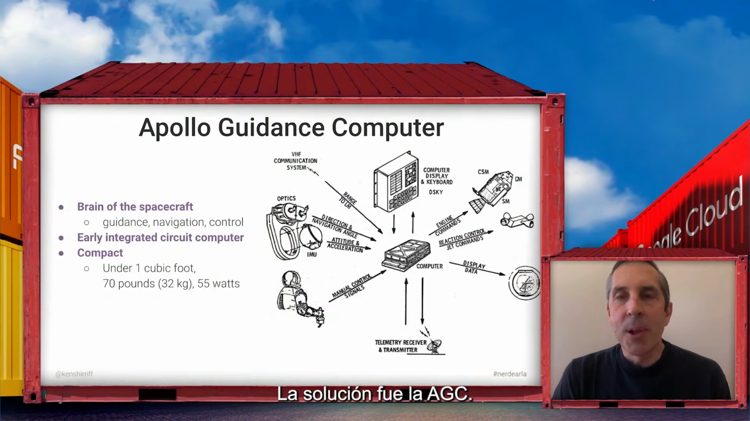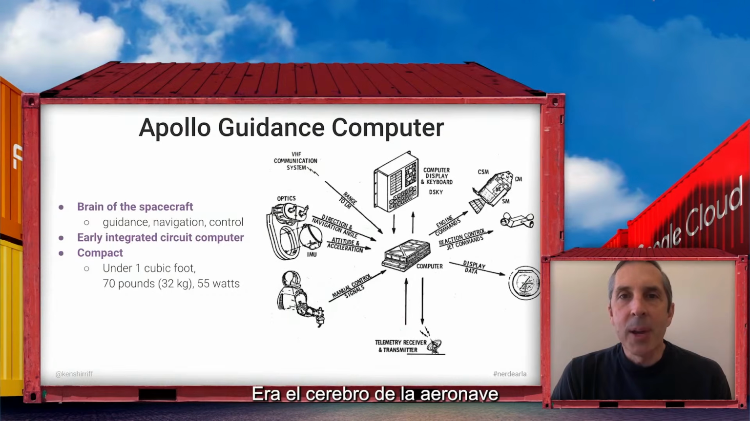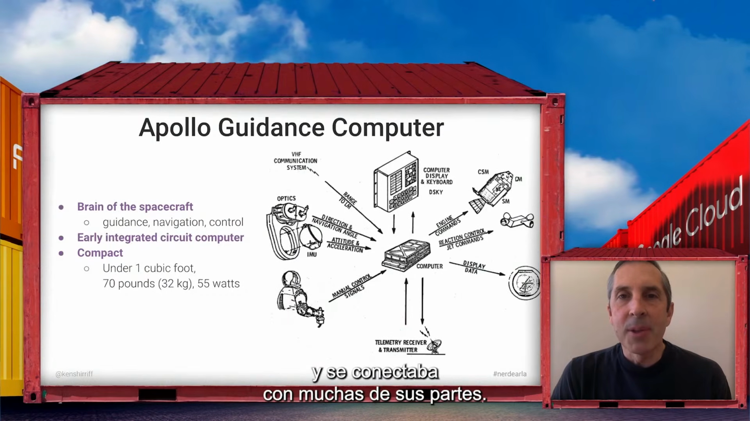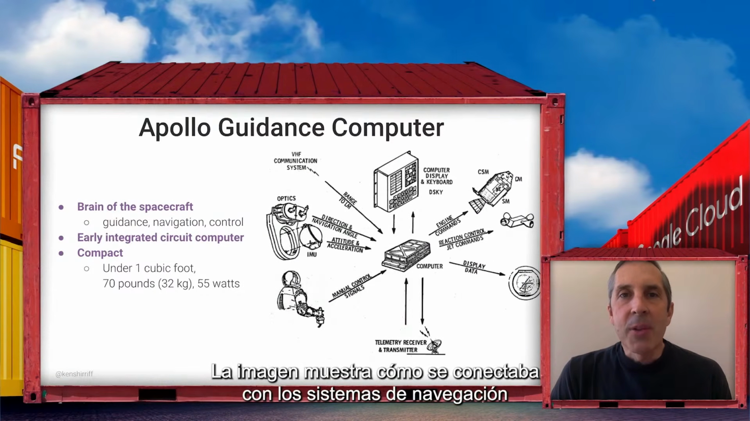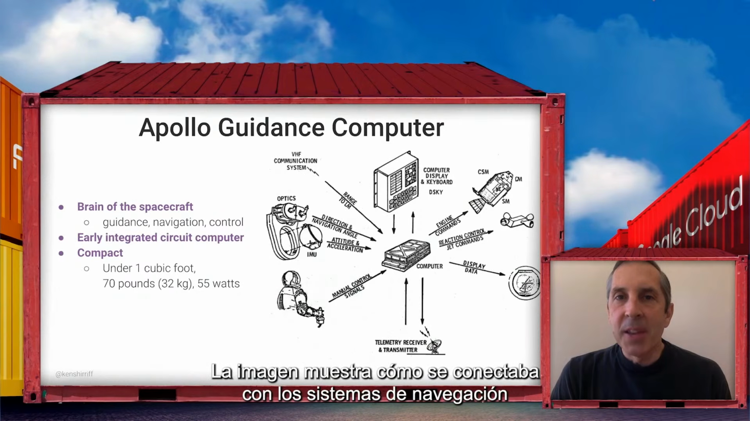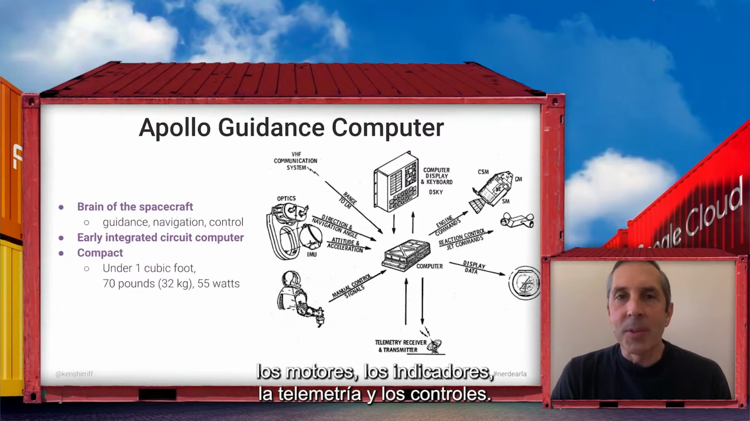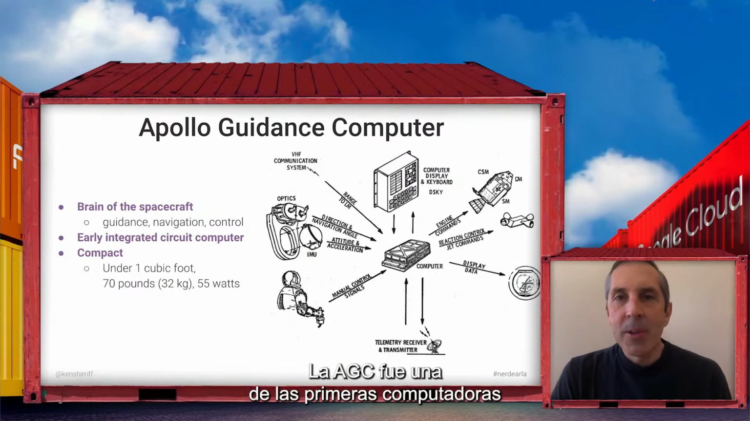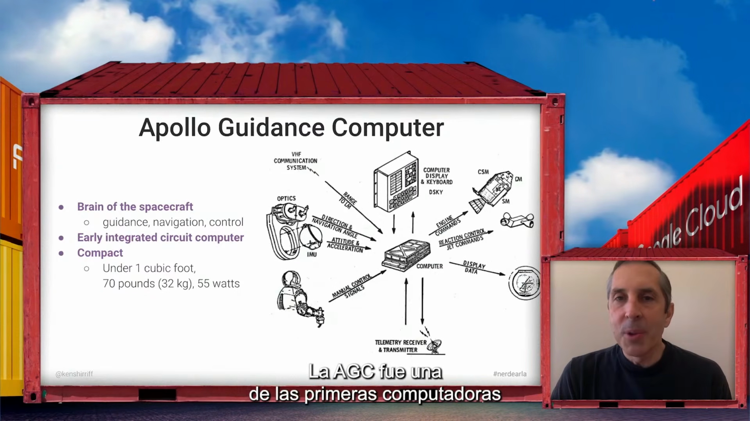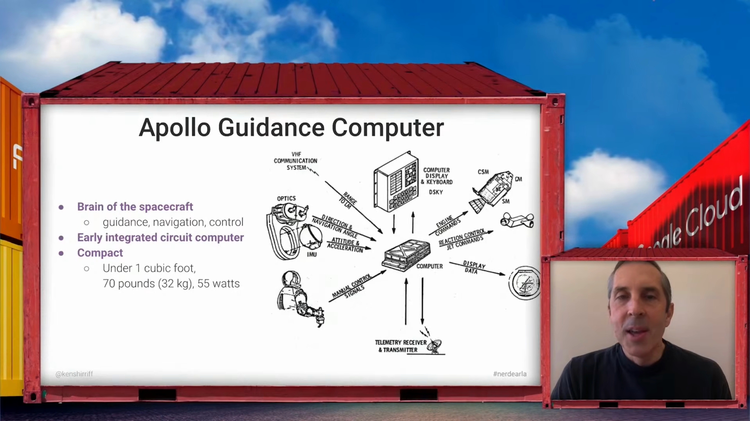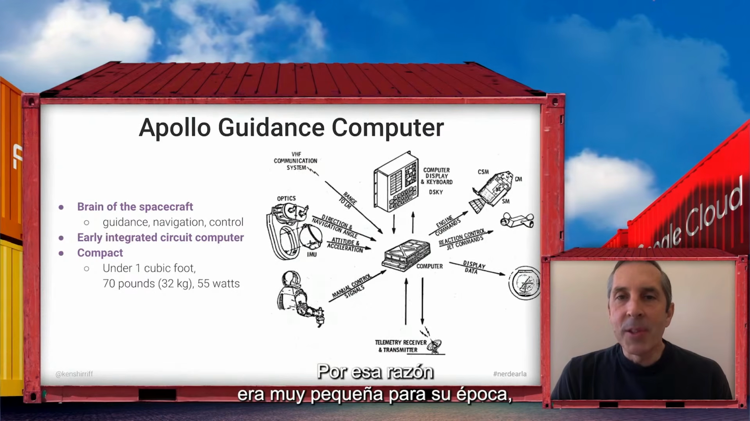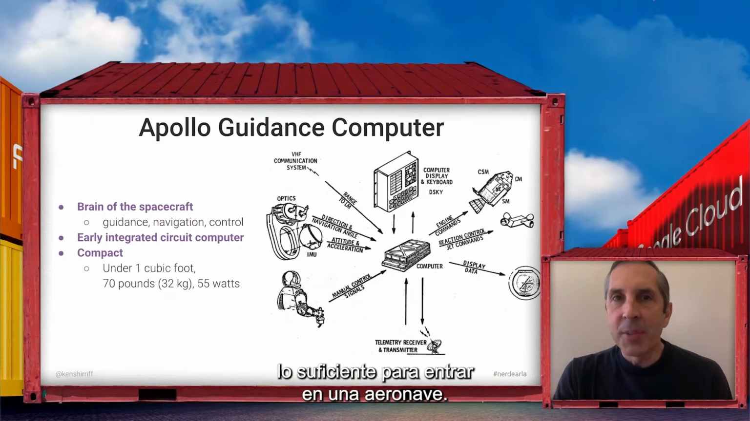The solution was the Apollo guidance computer. It was the brain of the spacecraft, connected to many parts of the spacecraft. This diagram shows how it was connected to navigation systems, the engines, displays, telemetry, and astronaut controls. Now, the Apollo guidance computer was one of the very first computers to use integrated circuits. By doing this, it made it very small for its time, small enough that it could fit on a spacecraft.